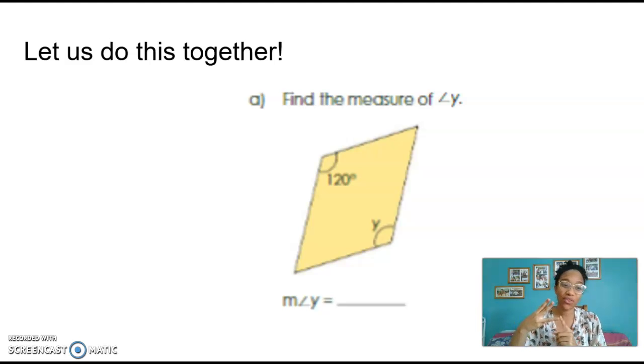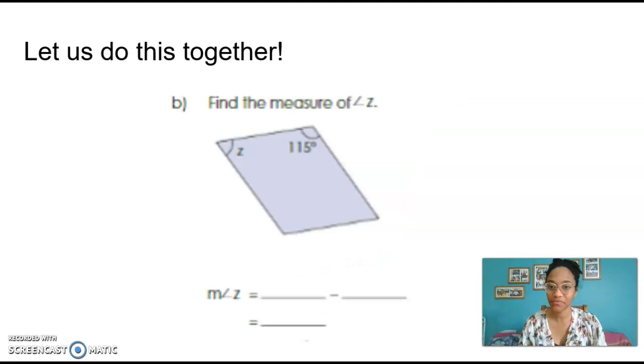Yes, it is. So the adjacent angles theorem isn't going to help us because those angles aren't side by side. So let's use our opposite angles theorem. Remember that opposite angles in a parallelogram are, you got it, equal. So angle y must measure 120 degrees because they're equal.